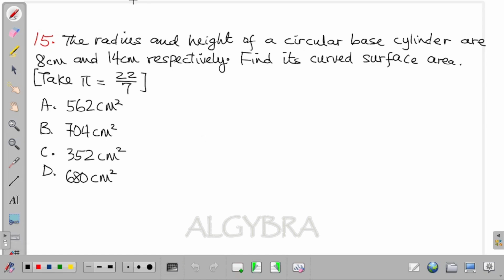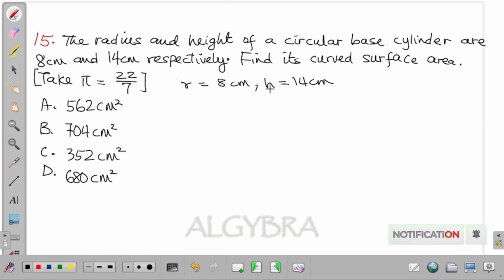Okay, so here let us write out what we are given. We are given the circular base. We're given the radius to be 8, so r equals 8 centimeter. We're also given the height to be equal to 14 centimeter. We're asked to find the curved surface area.